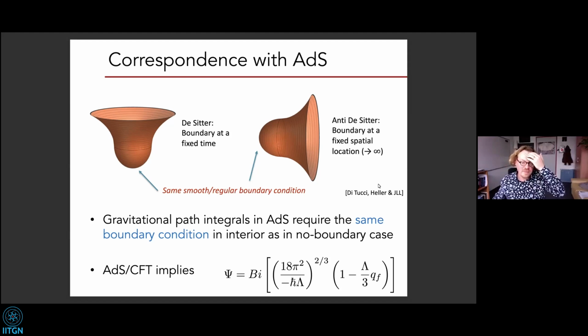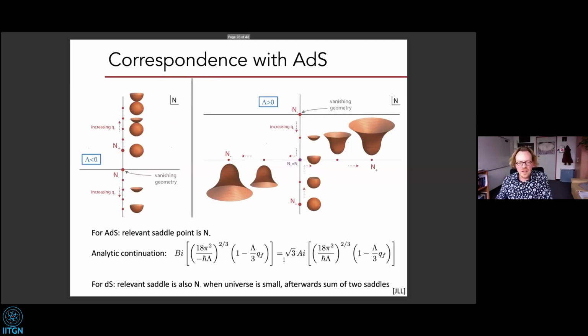And so the advantage is that for the AdS path integral, you also have a CFT dual, and you know what the CFT result should be. So you kind of have a check that what you're doing is correct. And it turns out that AdS/CFT implies that the wave function is given by this Airy function, in this case an Airy B function. And because of this correspondence between anti-de Sitter and de Sitter, you can now simply analytically continue this result. You let the cosmological constant go from negative to positive values, and then you immediately find the no boundary wave function, which is an Airy function.